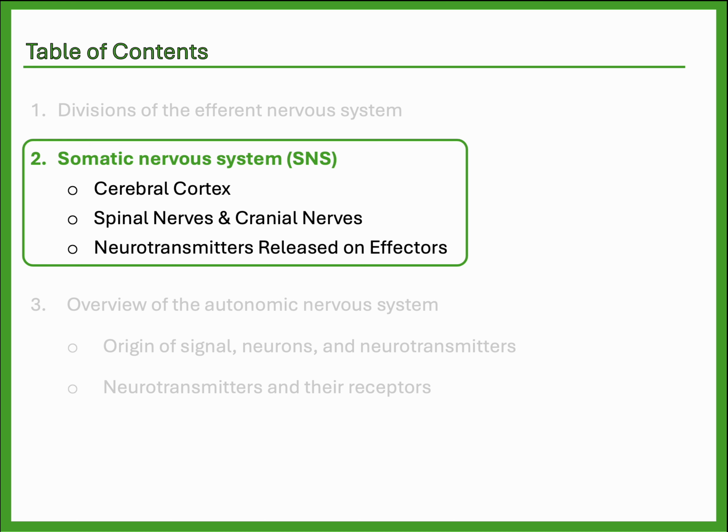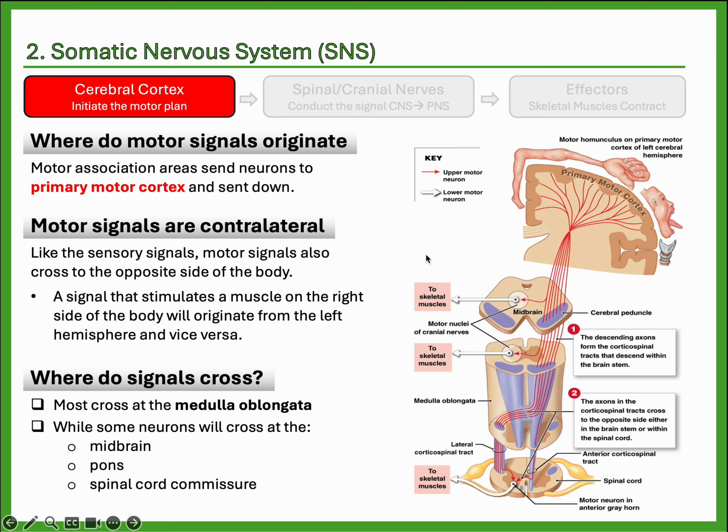So it starts there. Sensory, it started in the periphery and it went up. But now we're starting up in the brain, or mostly the brain or the spinal cord, and then we're going back down, okay? So we start in the cerebral cortex for the SNS, then we go to spinal and cranial nerves, and then we release our neurotransmitter onto our effectors. So here you see, I'm going to start in the cerebral cortex. This is where I'm going to initiate a motor plan.